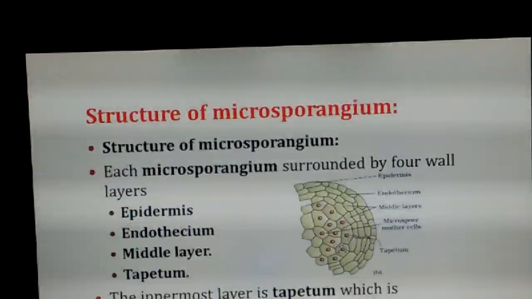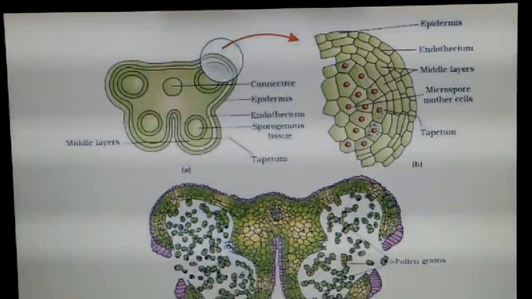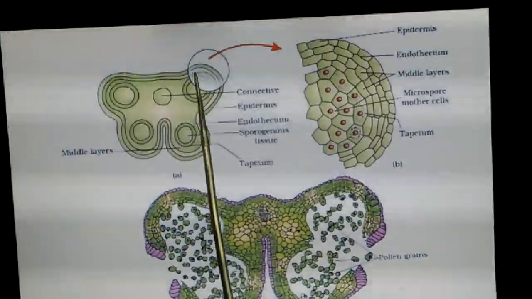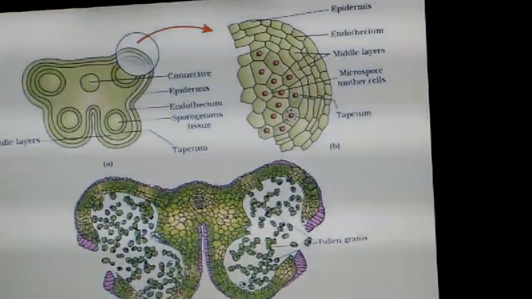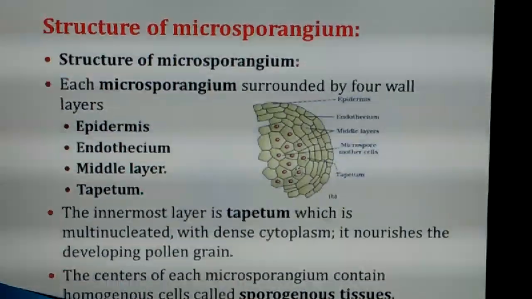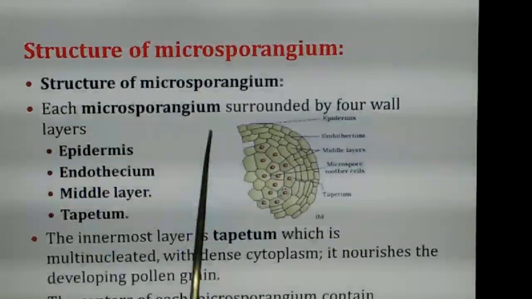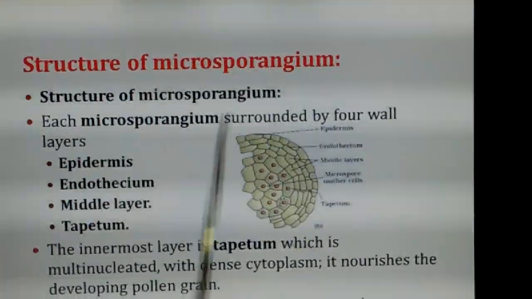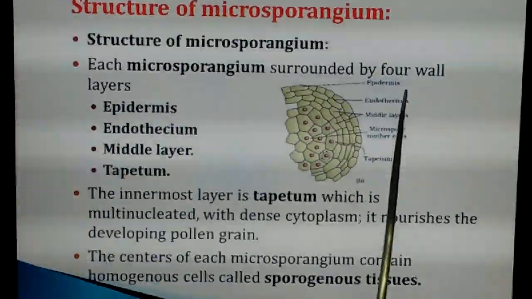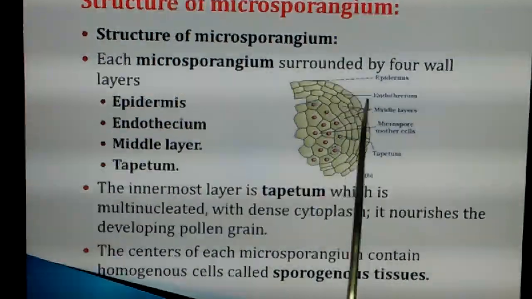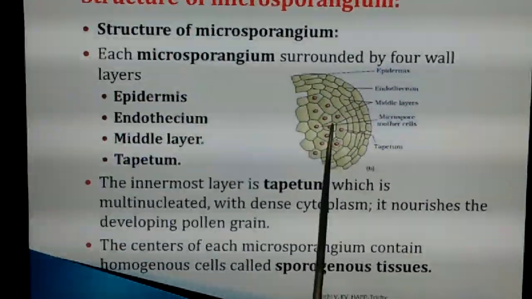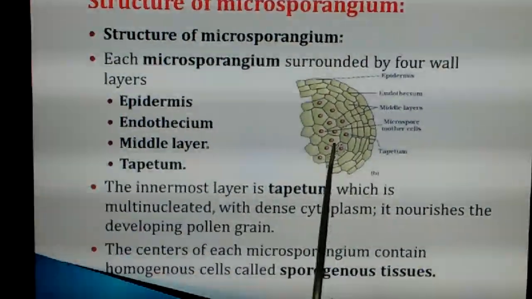Now let us see the structure of the microsporangium. There will be a total of four microsporangia. You can see one, two, three, four microsporangia. Here one microsporangium is fully enlarged, and let us see the structure of a single microsporangium. Each microsporangium has four wall layers. The outermost layer is the epidermis, next to the epidermis there will be the endothecium, then the middle layers, then the innermost layer, the tapetum.